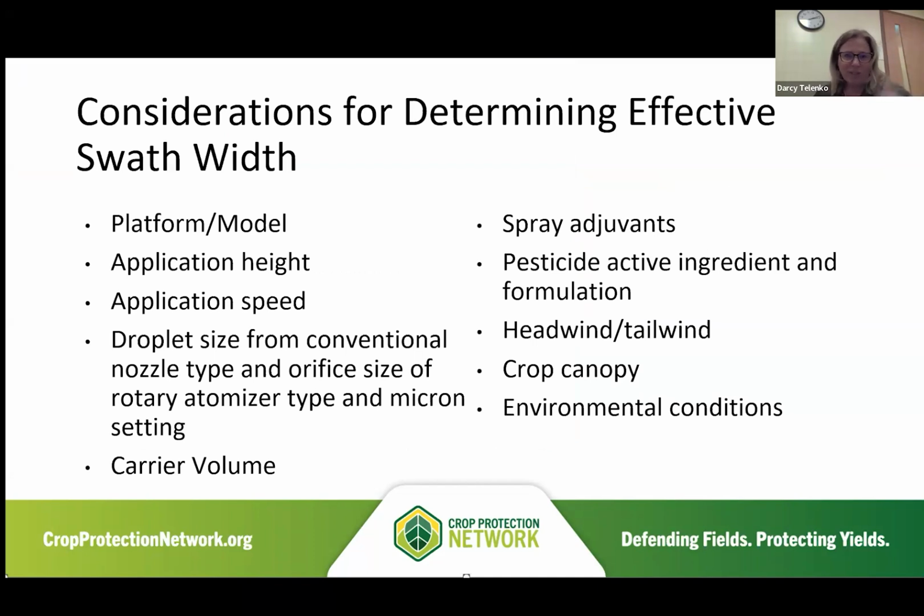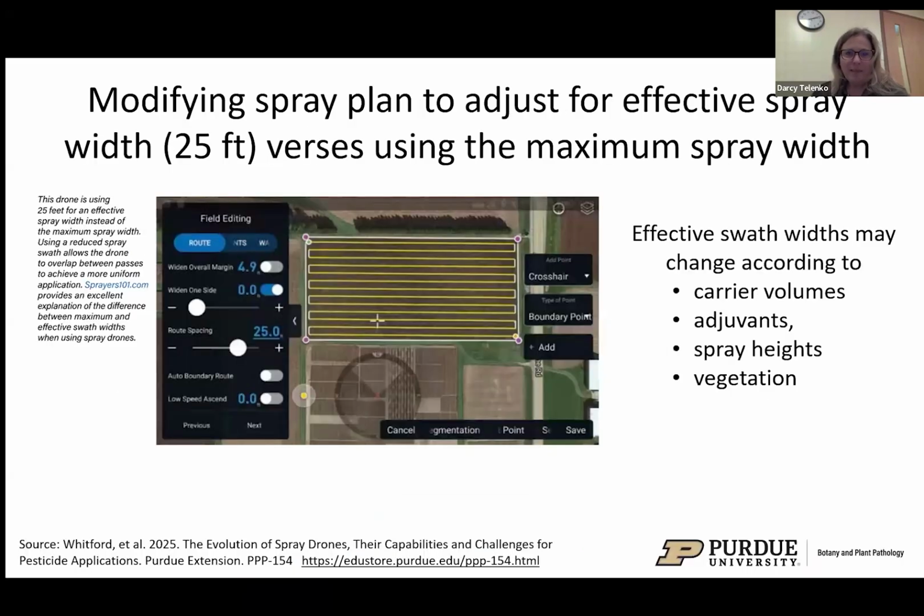Where do we need in the application: height and speed, droplet size, carrier volume, all the same things we talk about in all the other spray equipment. But we really need to think about the winds and the tailwinds and that canopy, and how we're going to spray in those environmental conditions that may shift how that application goes during that day. And again, you can do things like modify your spray plan so you can bring it into 25 width versus the maximum spray width and try to adjust that once we learn what that effective swath width is.